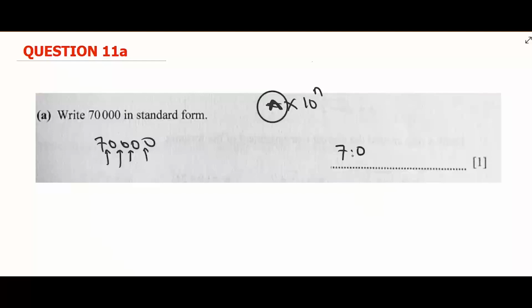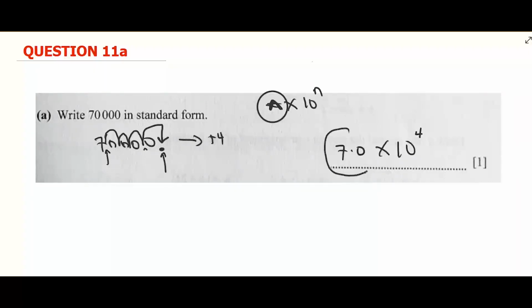So 7.0. Don't forget that there is a point in 70,000 by default. Now I have inserted my point here, so I will count from where I inserted my point to the point that comes with the question. That means I have 1, 2, 3, and 4. That is moving forward, that is plus 4. So it will be times 10 to the power of positive 4. So this is how to write a number in standard form.